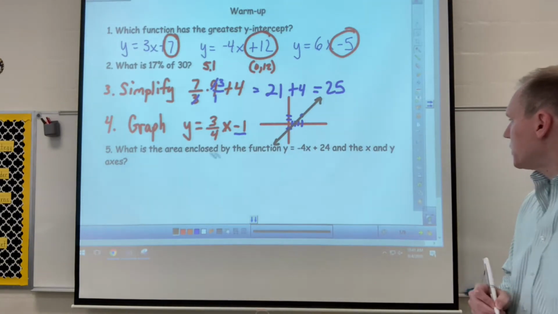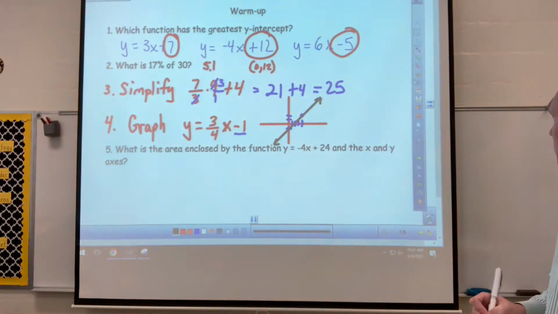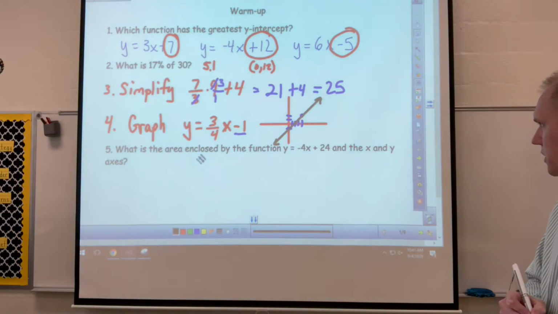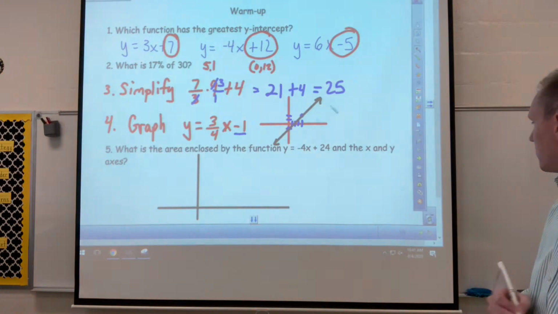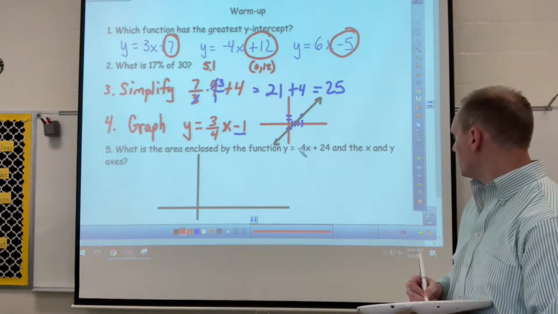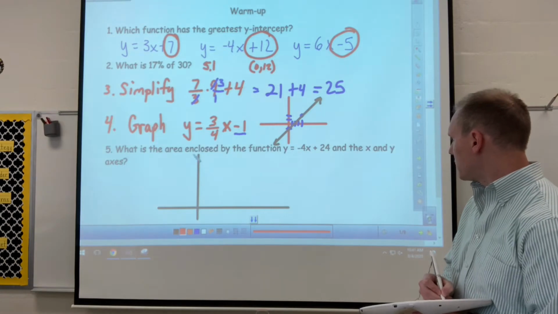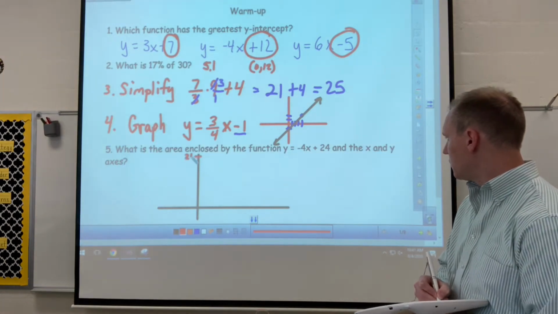What is the area enclosed by the function negative 4x plus 24? So let's create a rough sketch here of that. Okay, so we have this graph here. Negative 4x plus 24. So that means our y-intercept is way up here at 24.